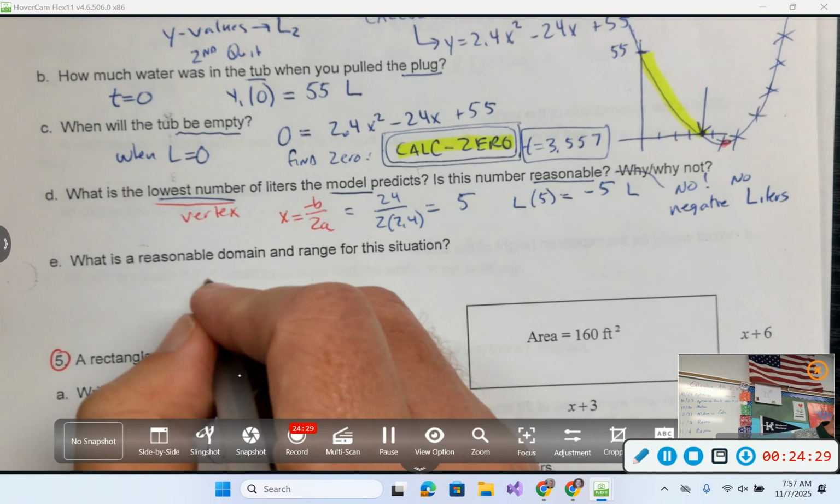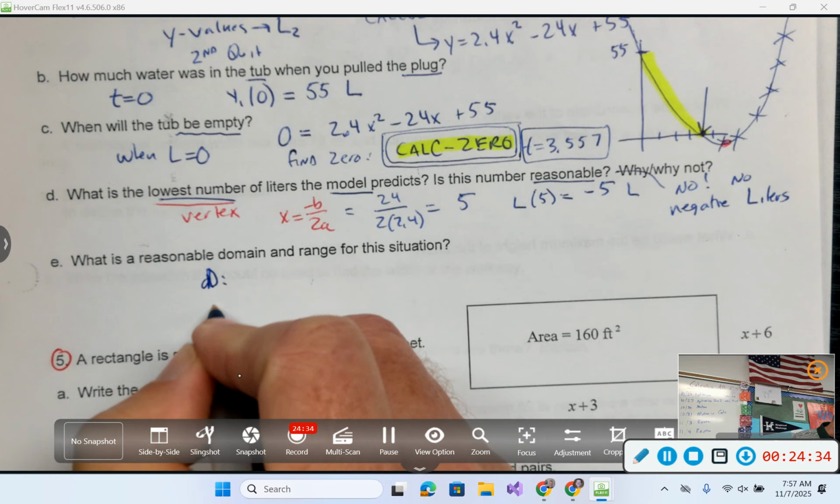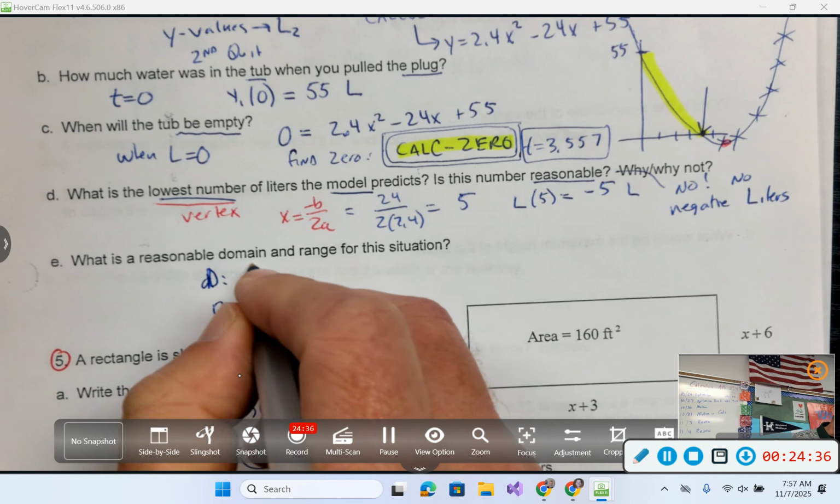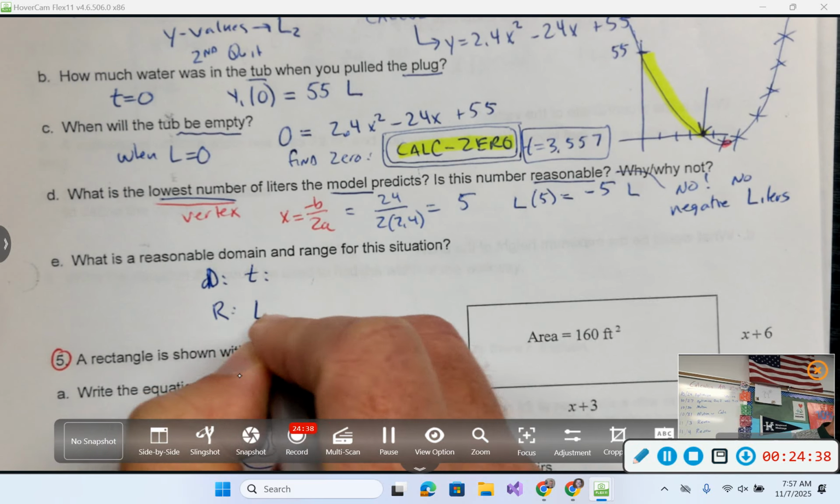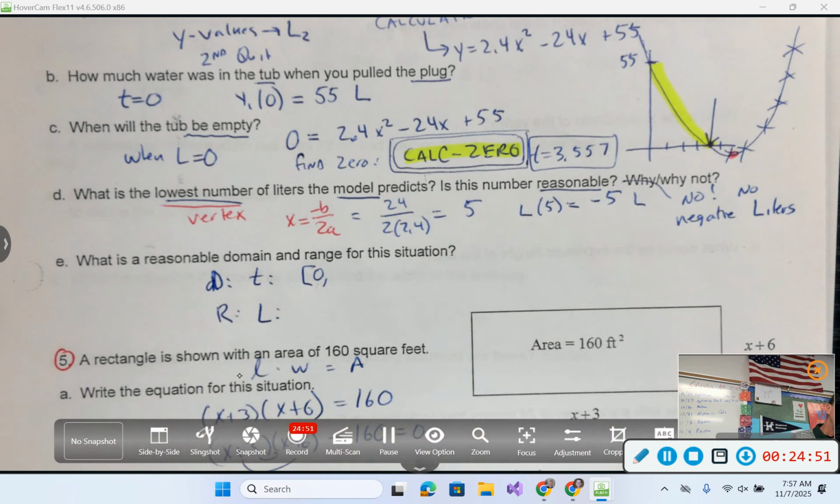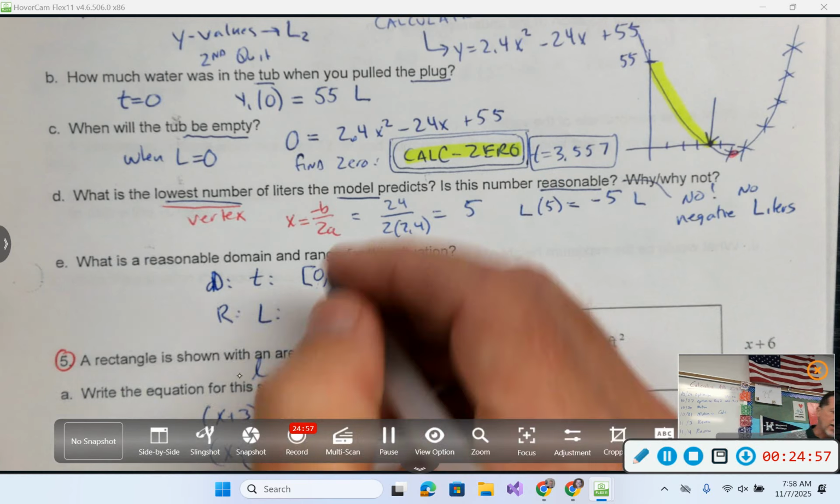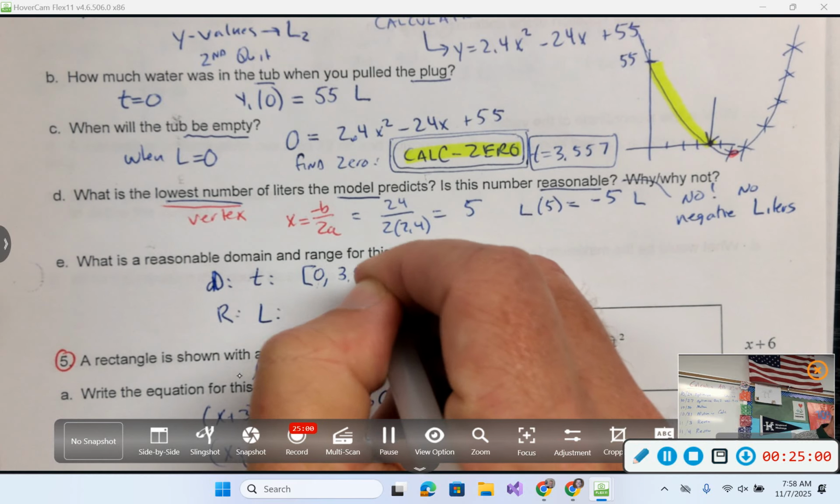What is a reasonable domain and range for this situation? We've done this before. Domain would be time. Range would be liters. So what's the time span that I care about for this model? 0 to 4 isn't bad. I think they want you to say 0 to 3.557, because that's when you run out of water. After that, the model doesn't really mean anything.